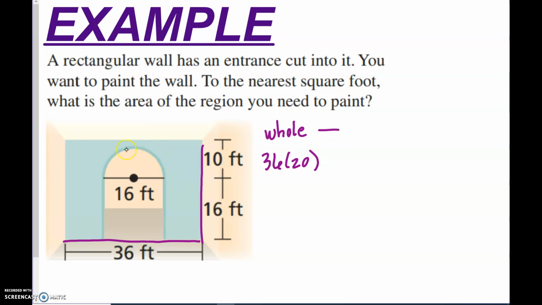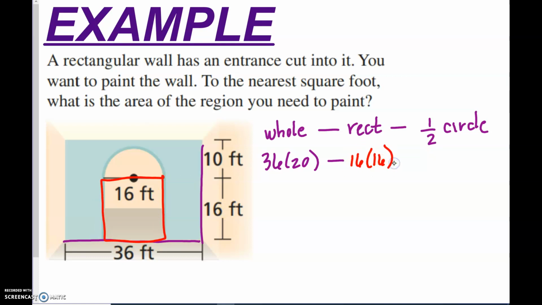And what I have to subtract out is this alcove in here. So it looks like I have a rectangle that I need to subtract out, and I need to subtract out a half a circle. So that rectangle in here looks like it is going to be 16 over, and it looks like it's 16 down. So it's 16 by 16. And then I have to do this half a circle in here. And if that whole diameter is 16, it looks like my radius, pi times my radius squared, is going to be 8 squared.